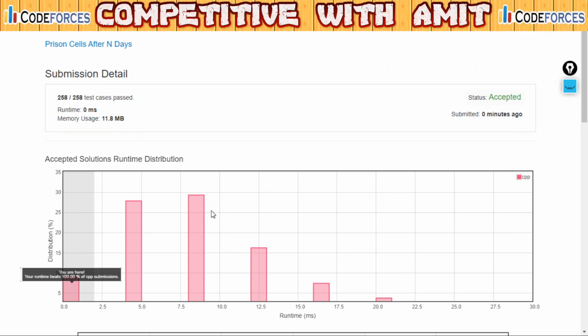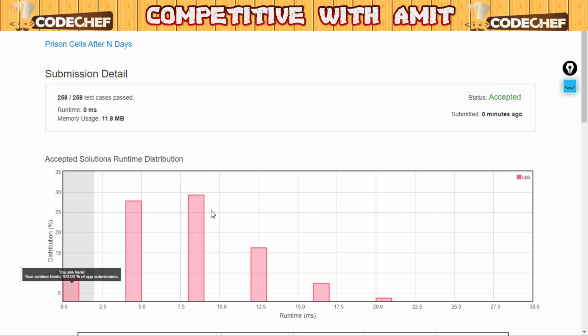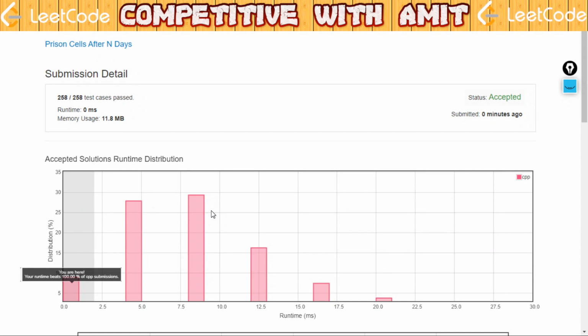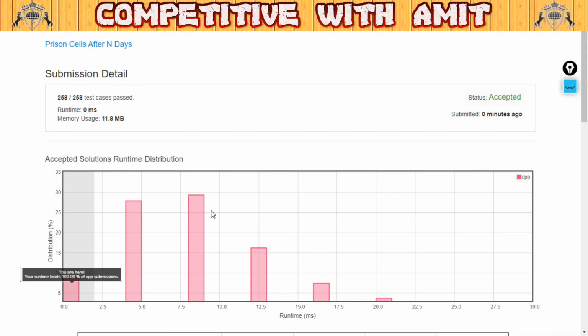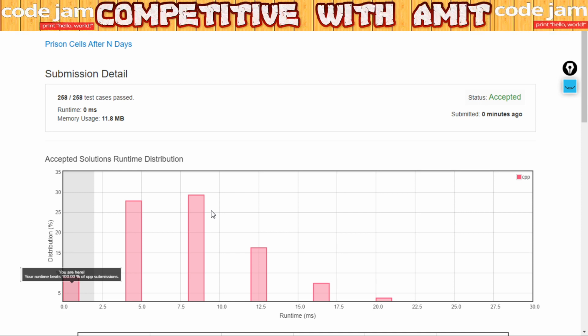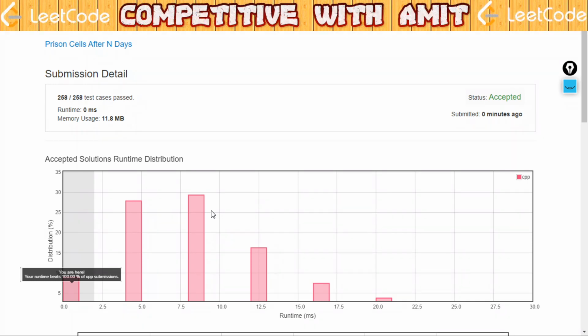So the key observation in this code is to observe the pattern. In this we got a pattern in which the values repeat after 14. Now I don't know why it is repeating after 14, but while doing the iteration and checking the pattern, we observed that pattern and then applied it, and we got the solution. So it is very important to observe some pattern so that you can get the answer.